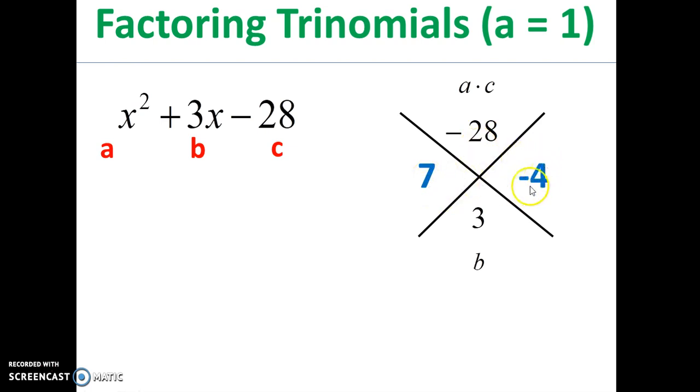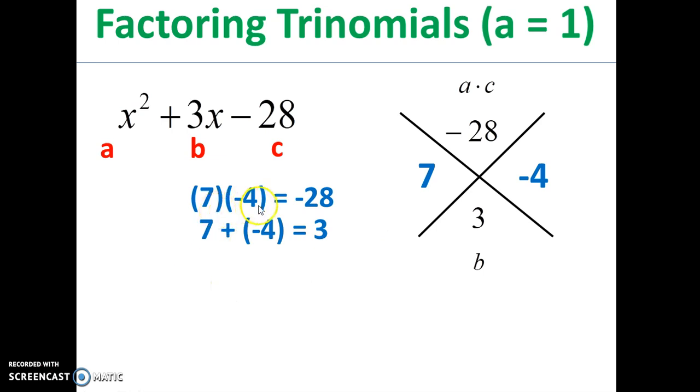And 7 plus negative 4 is 3. So I found two numbers that multiply to that, two numbers that also add to this. So that is what we have going on there. Those two numbers multiplied, those two numbers added, and that tells us the factored form of this must be x plus 7 times x minus 4.